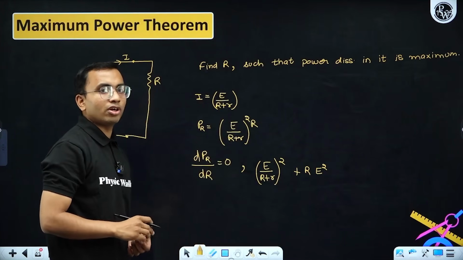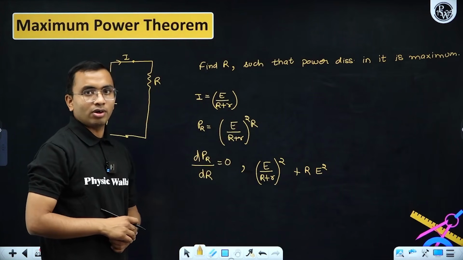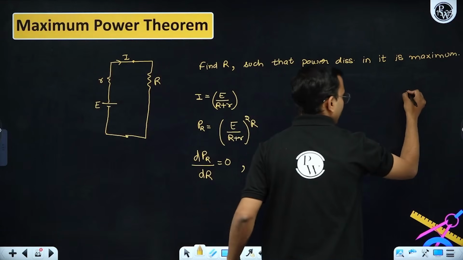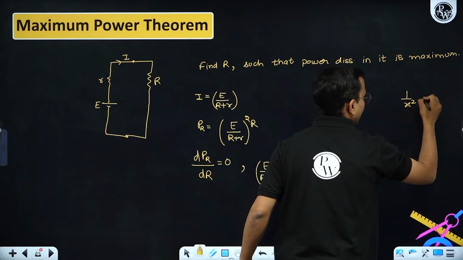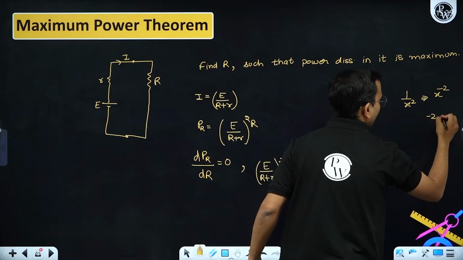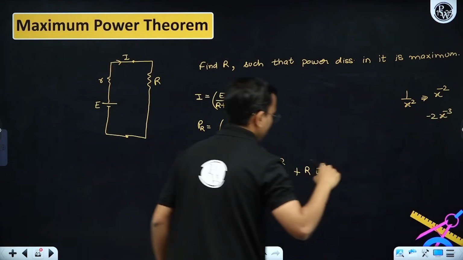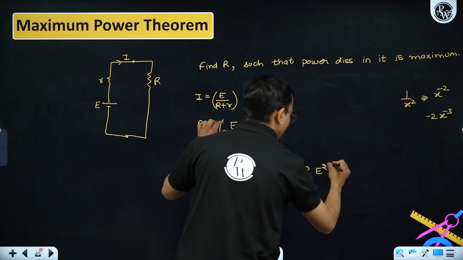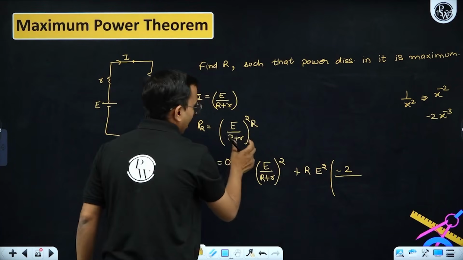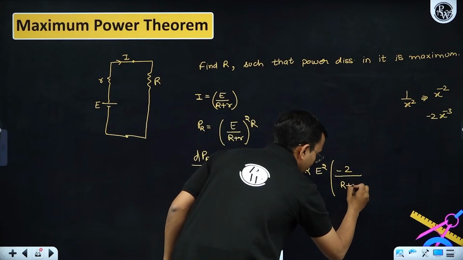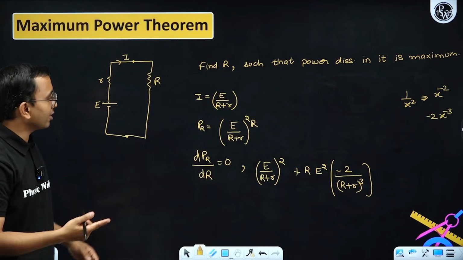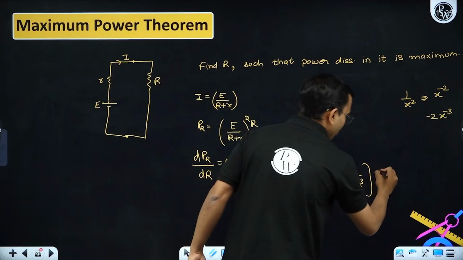So differentiation of 1 by x square, how much is that? Minus 2 by x cube. When I differentiate 1 by x square, I'll write this as x to the power minus 2. Its differentiation will be minus 2 into x to the power minus 3, so minus 2 by x cube. So into minus 2 divided by R plus r cube, into the differentiation of R plus r, that comes out to be 1, and make this equal to 0.